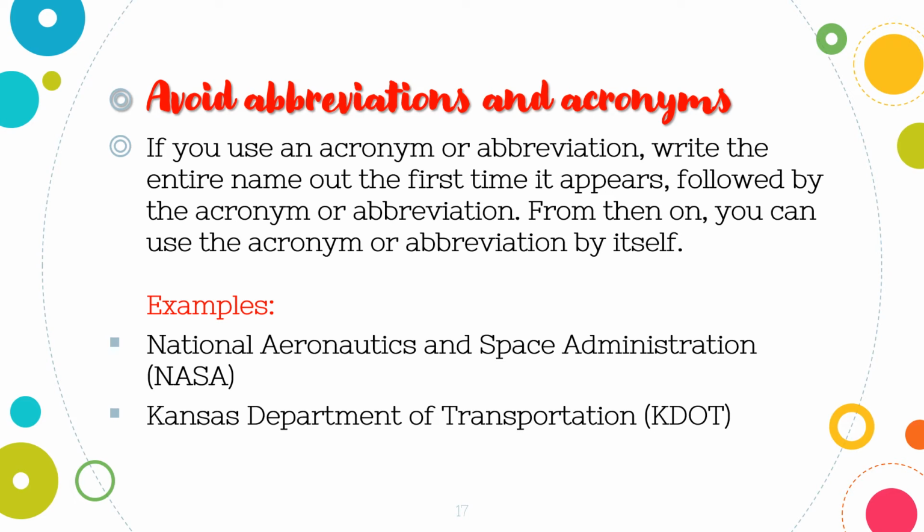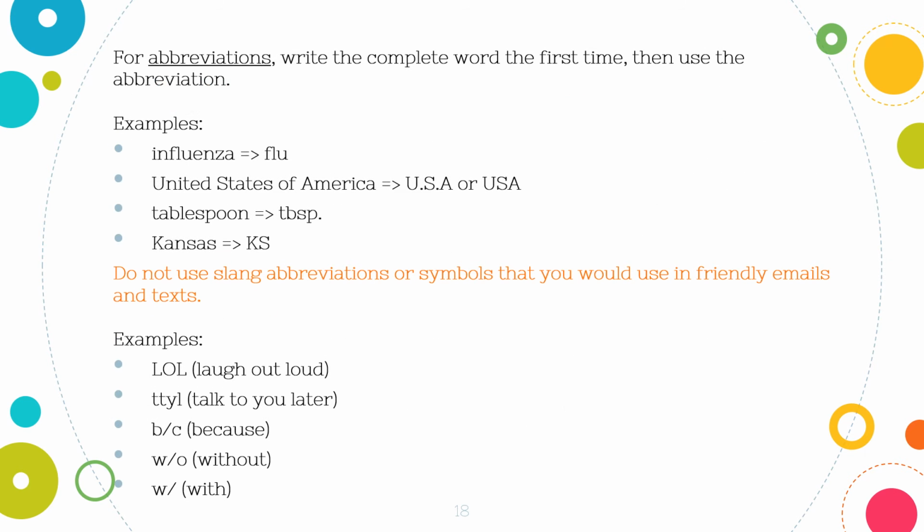As you can see, there is already the acronym after the complete name. National Aeronautics and Space Administration, open and close parenthesis, NASA. Kansas Department of Transportation, open and close parenthesis, KDOT. For abbreviations, write the complete word the first time, then use the abbreviation. For example, influenza is short for flu.